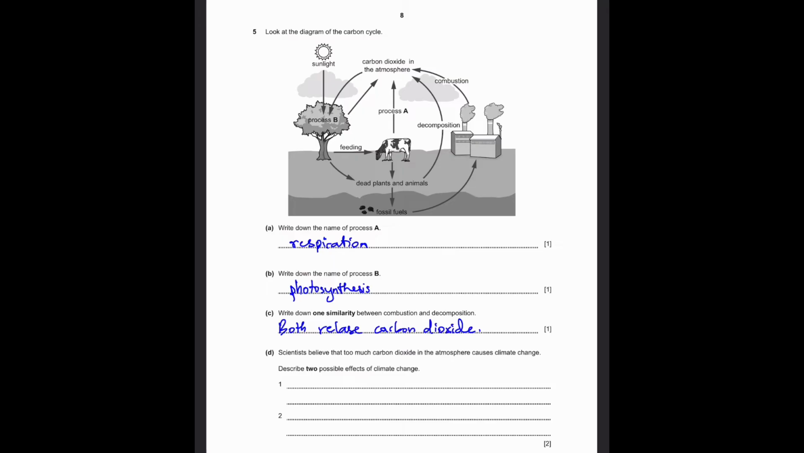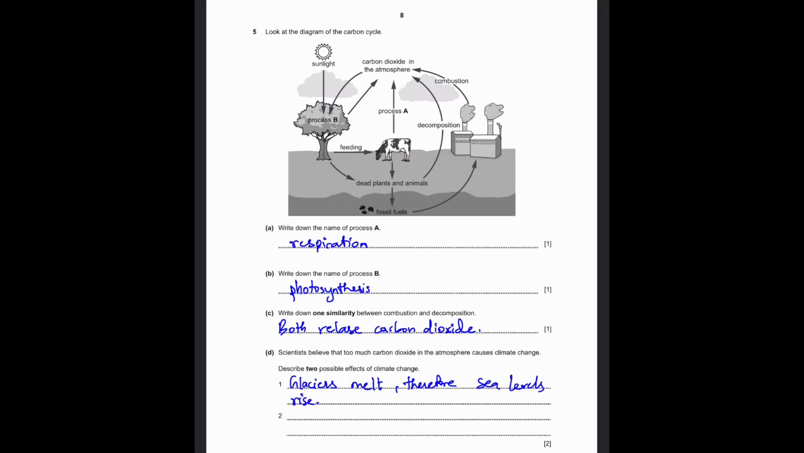Therefore, the first one, which is most obvious, due to climate change, global warming occurs, and this can be written as a point, but it's way too general, and therefore I think that would be better to write more specific. For example, glaciers melt, and therefore sea levels rise.